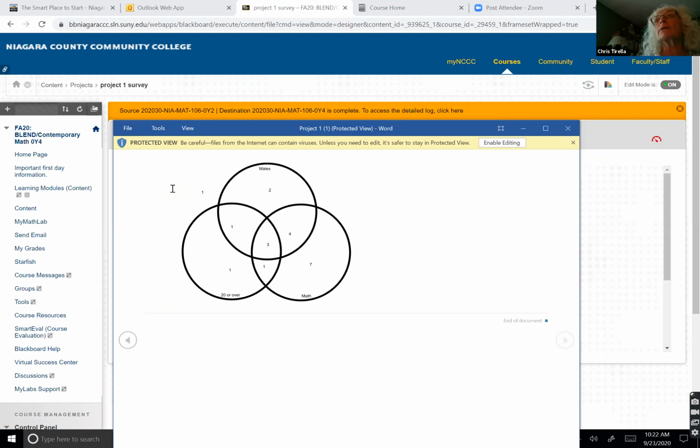You will get a project like this for each unit, because for each unit that we're doing, there should be something in there that has some sort of practical application.